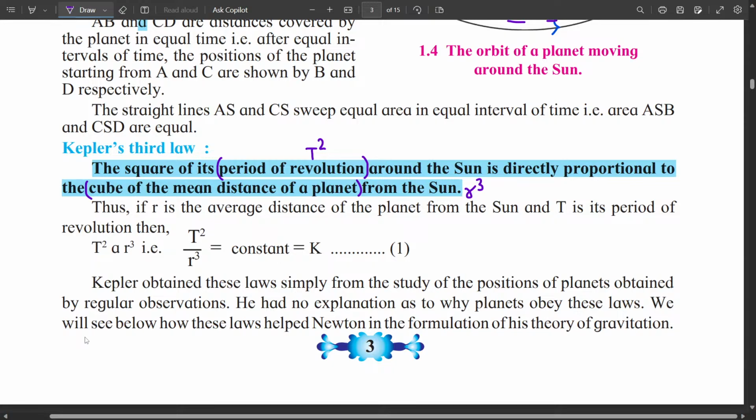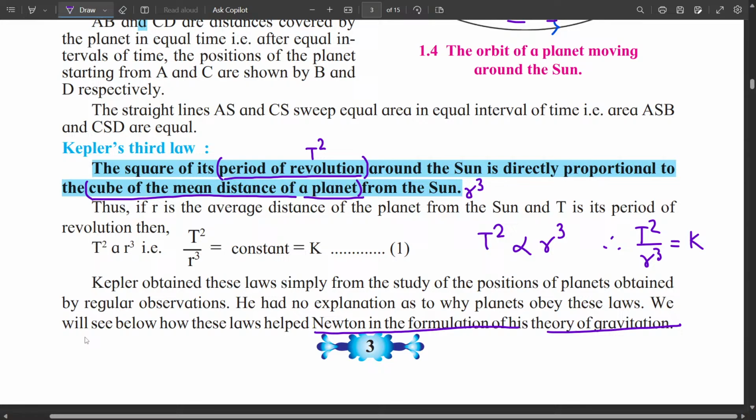and if we find the cube of that average distance, then we can say that T square is proportional to r cube. That means the square of the period of revolution around the sun is directly proportional to the cube of the mean distance of the planet from the sun. That means the ratio T square upon r cube is a constant. Kepler obtained these laws simply from the study of positions of planets obtained by regular observation. He didn't know the physics behind these motions, but it helped Newton in the formation of his theory of gravitation.